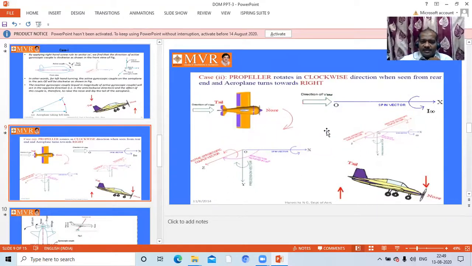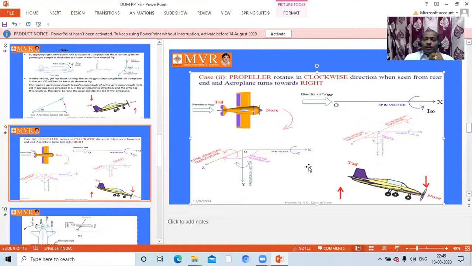This is another condition. What this condition shows is, if the propeller rotates in clockwise direction when seen from the rear end, the aeroplane turns towards the right. That means there is a clockwise direction and it is rotating.